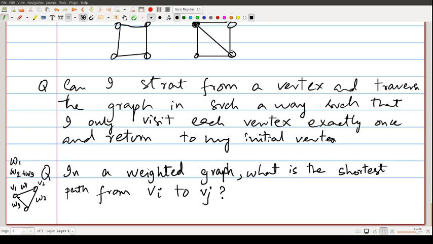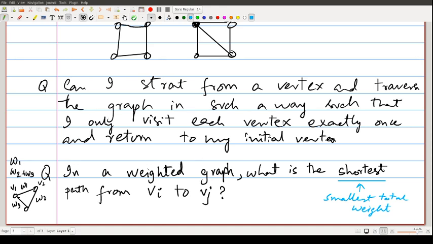Let me just clarify one more thing. Shortest doesn't mean the minimum number of edges. That is different. Minimum number of edges is not the same as this shortest idea. By shortest I mean the smallest total weight of the path. So you sum all of W1, W2, W3, and so on.